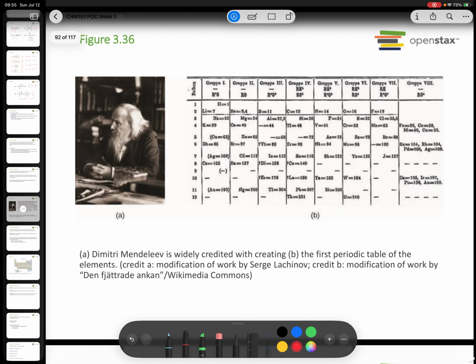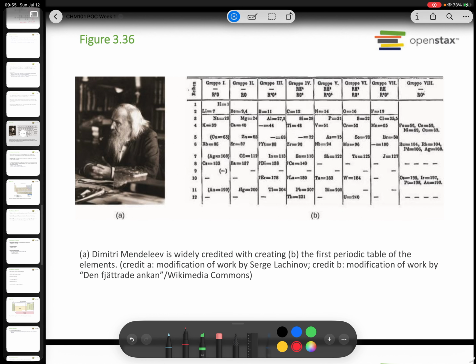Okay. So, this figure illustrates the concept, no? So, Dmitri Mendeleev, ito siya. Ayun yung picture niya, no? So, he is widely credited with creating, no, itong periodic table na to, itong version na to, no, sa letter B, no? Ito yung version niya. So, yung main point here is not to memorize yung picture, no, but to connect the visual evidence to the chemical idea that we are developing right now.